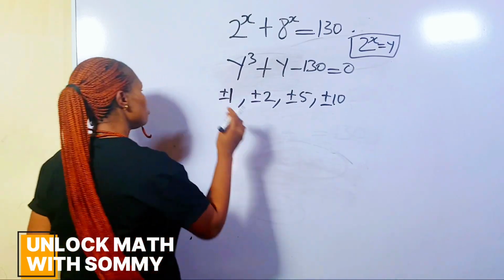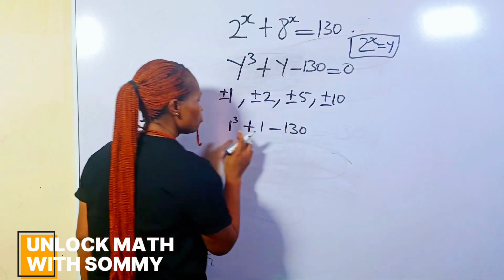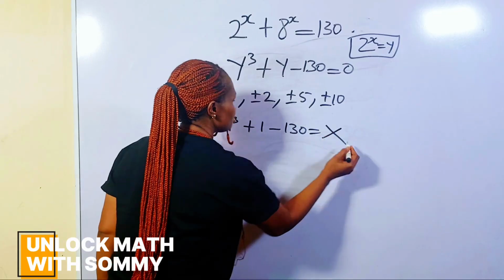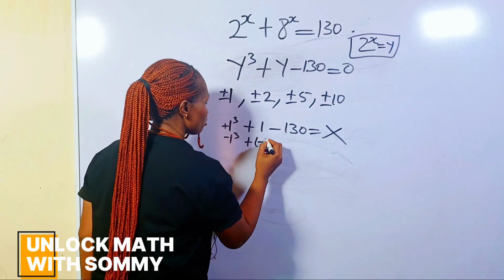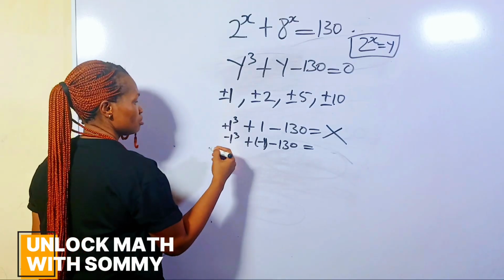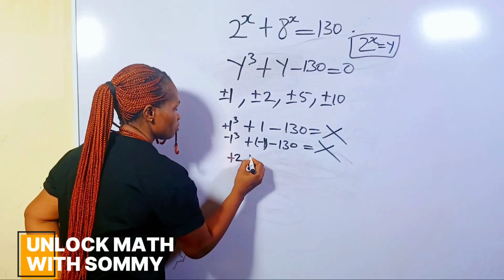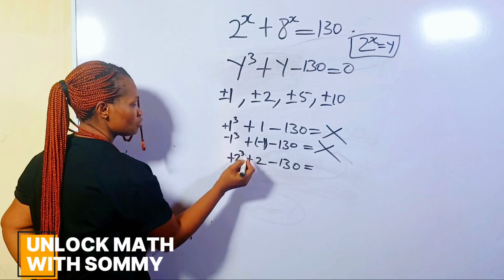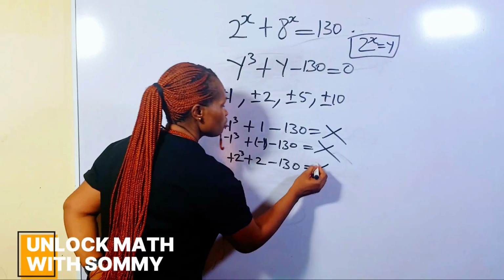Let's find out. Now we start with 1. 1 raised to power 3 plus 1 minus 130. 1 raised to power 3 is still 1, plus 1 is 2, minus 130. It will not give us 0. Negative 1 raised to power 3 plus negative 1 minus 130. Will it give us 0? It will still not give us 0. Now, we apply positive 2: 2 raised to power 3 plus 2 minus 130. Will it give us 0? 2 multiplied by 2 multiplied by 2 is 8. 8 plus 2 is 10. 10 minus 130 will still not give us 0.